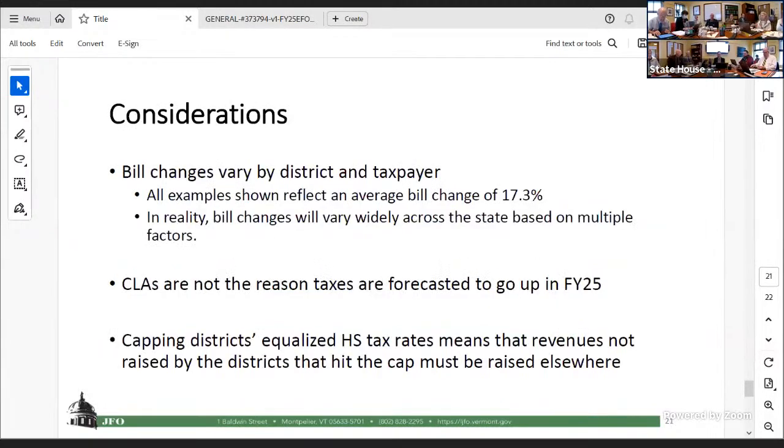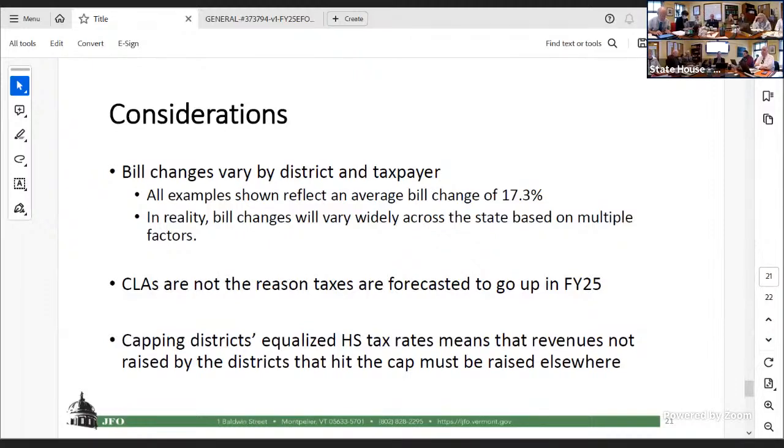Okay, I think that this is actually the final slide that I put together for today. Just some high-level considerations of what we've spoken about. Bill changes vary by district and by taxpayer. So all of the examples that we've looked at show an average bill change of 17.3, but in reality, it will vary widely across the state, even if what was presented to the E-Board is what comes to pass, which we know is unlikely because of all of the outstanding information.